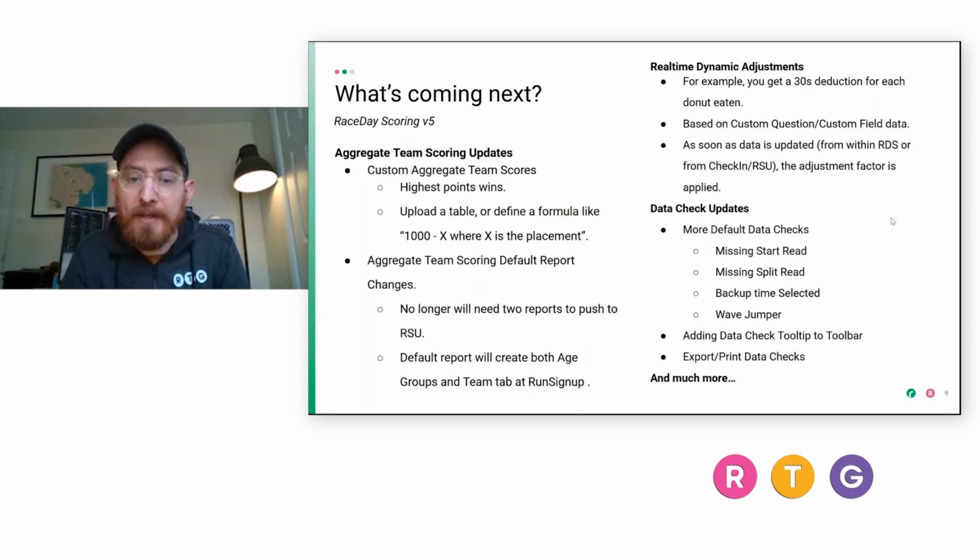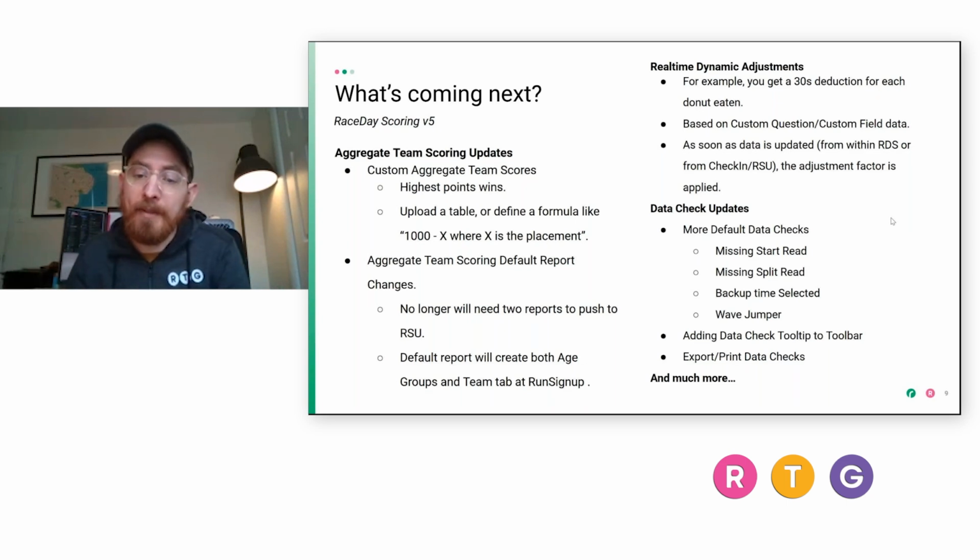And then next, we're going to be adding some more improvements to data checks. We think this is a really cool feature, so we want to add some more defaults. A few of them that we're going to add are: find me anybody who has a missing start read. So you're doing a chip score race, and you want to see anybody who didn't have a start read accepted, but did have a finish read. Maybe they ended up in the wrong start. They need to be dealt with in some way.